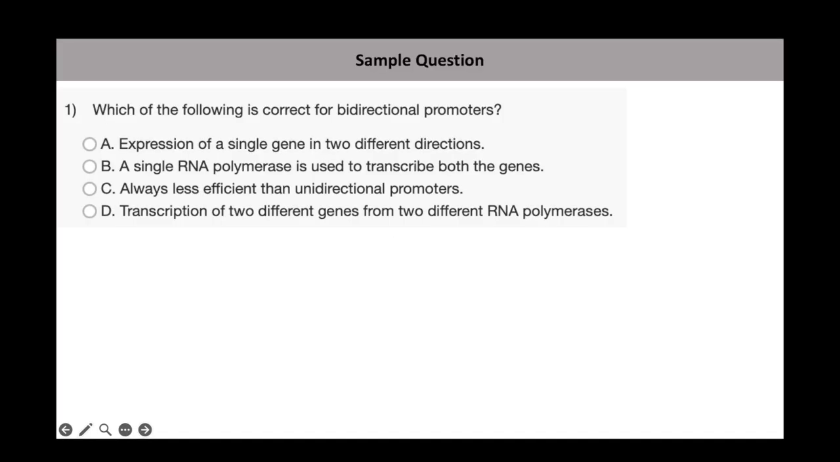The first question for today is: which of the following is correct for bidirectional promoters? The options are: A, expression of a single gene in two different directions. B, a single RNA polymerase is used to transcribe both the genes. C, always less efficient than unidirectional promoters. And D, transcription of two different genes from two different RNA polymerases. I'll give you 2 minutes of time. If you know the answer, you can speak it out aloud or write it in the chat box.